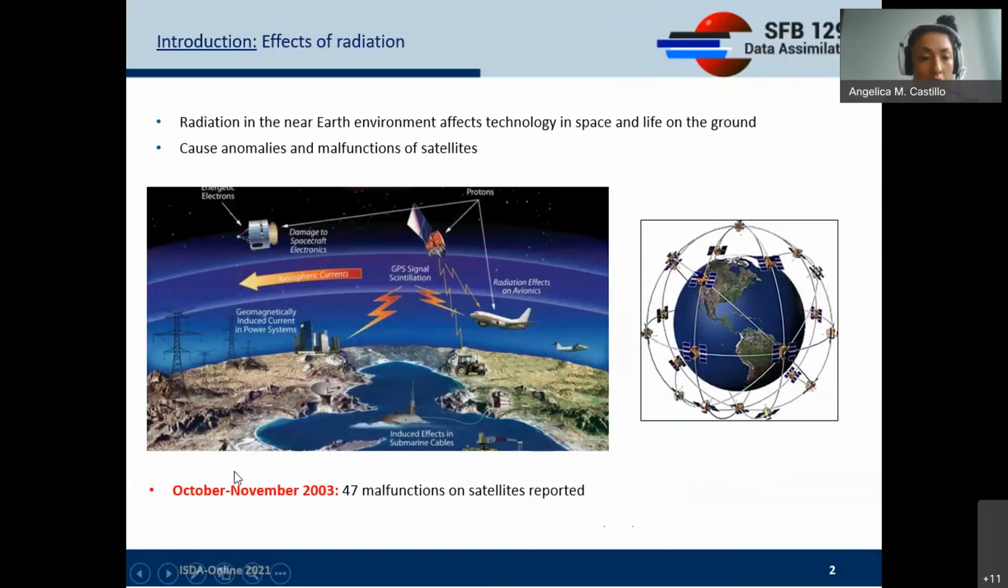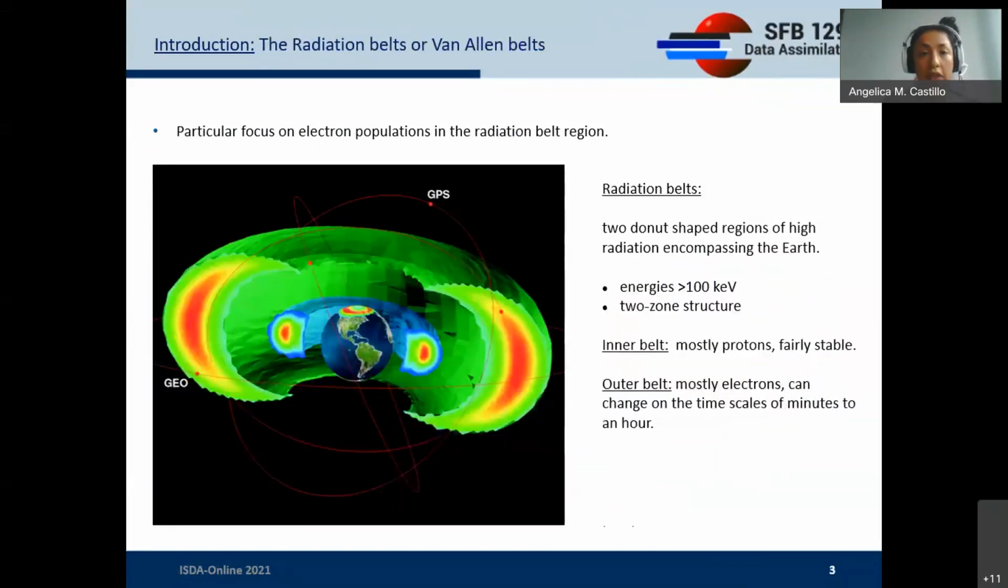And a little bit of short information: for instance, during October and November of 2003, we had a very active geomagnetic period, and about 47 malfunctions on satellites were reported. So this is why this research is important.